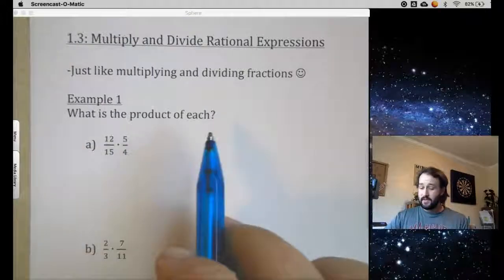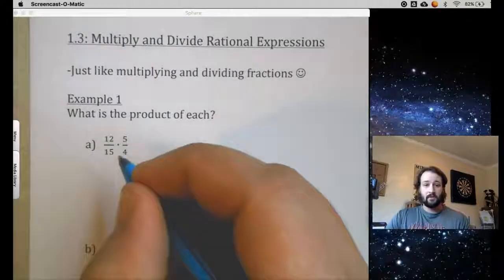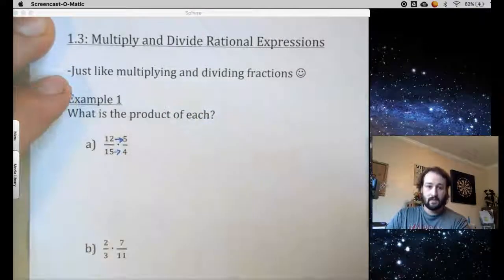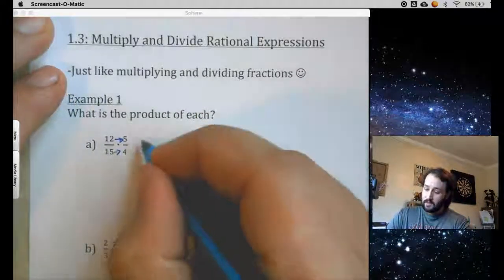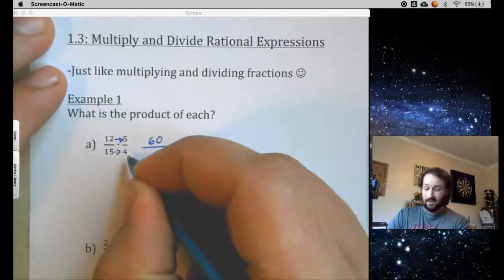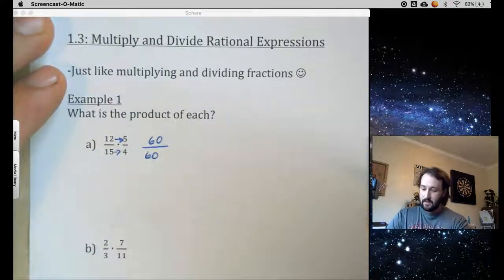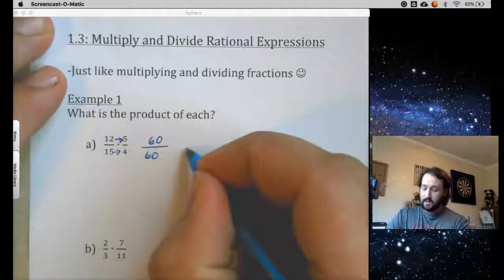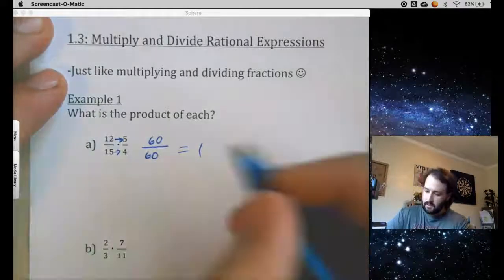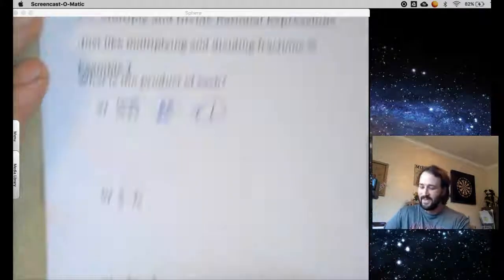What is the product of each? So remember, when you're multiplying fractions, you just multiply straight across. So 12 times 5 and 15 times 4. 12 times 5 is 60. 15 times 4 is also 60. So we have 60 divided by 60, which would end up with 1. That is 60, right? Yeah, okay, cool. All right, 1, yay.